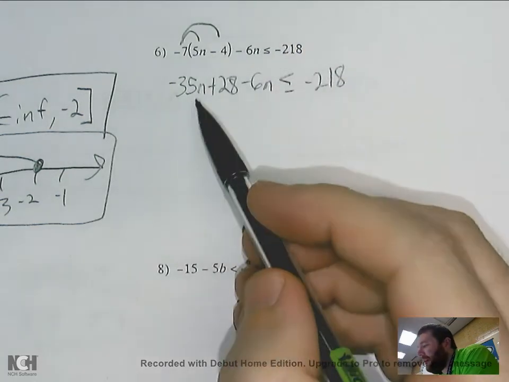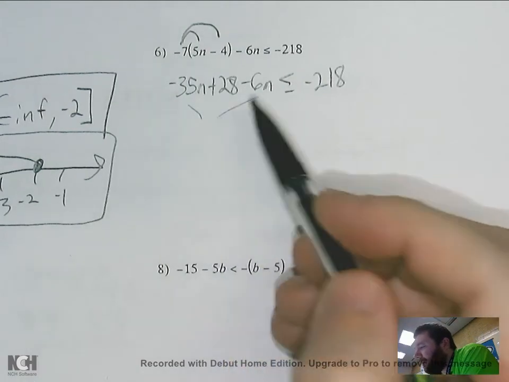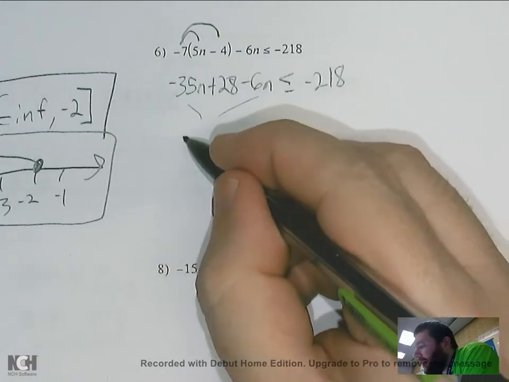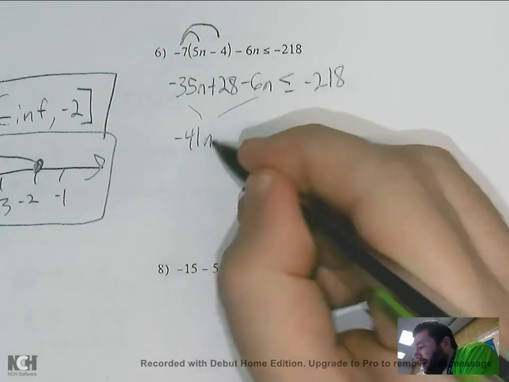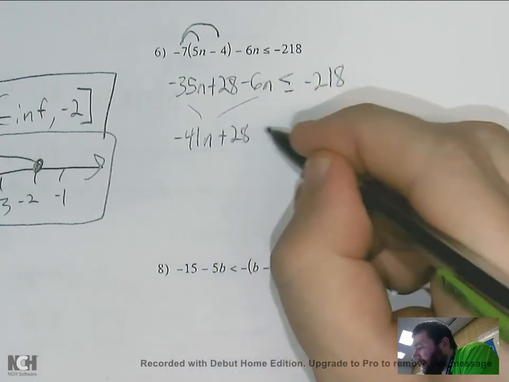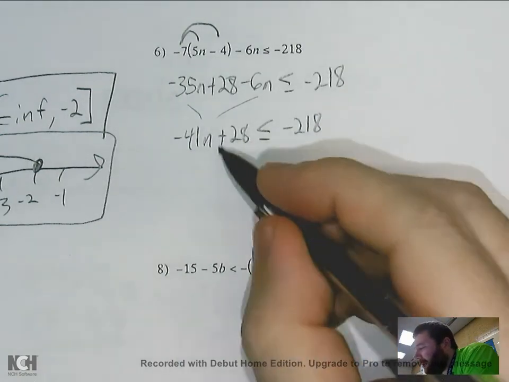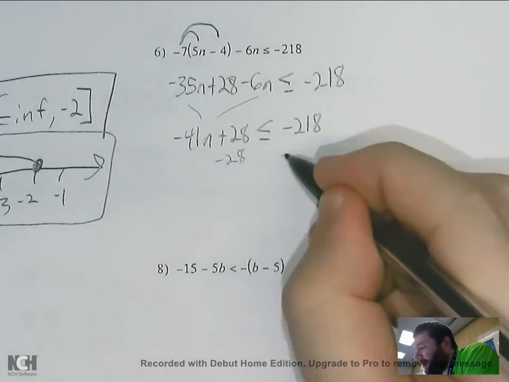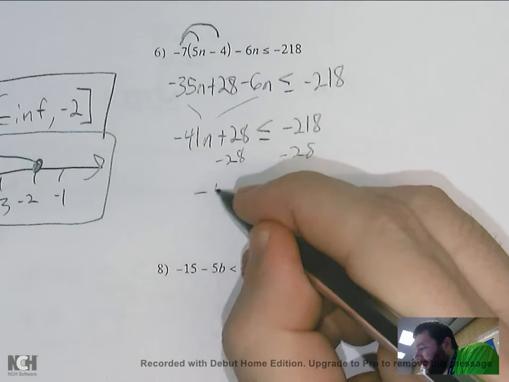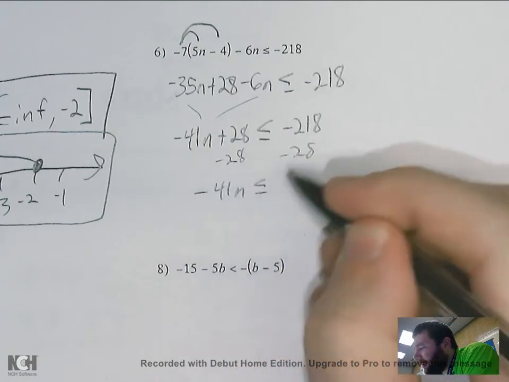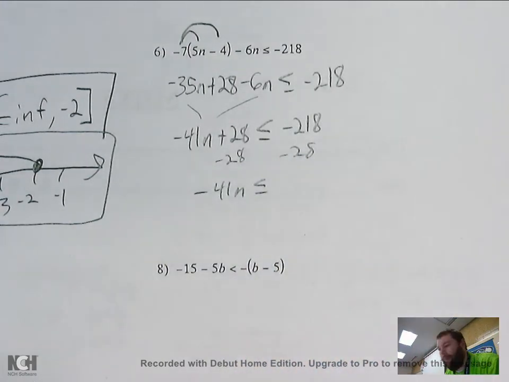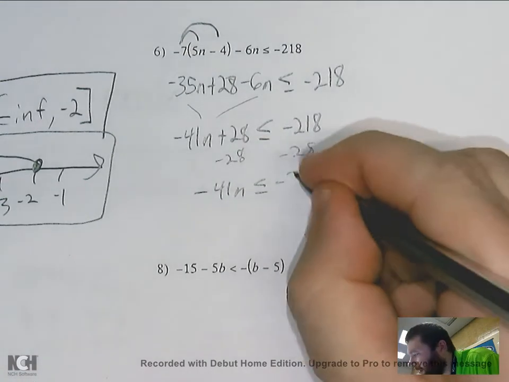Okay, then combine like terms, going to combine the negative 35 and the negative 6. It's going to be negative 41n plus 28 is less than or equal to negative 218. Now it's a two-stepper. I'm going to subtract 28 from each side. Leaves me with negative 41n less than or equal to a number. Negative 218 minus 28 is negative 246.